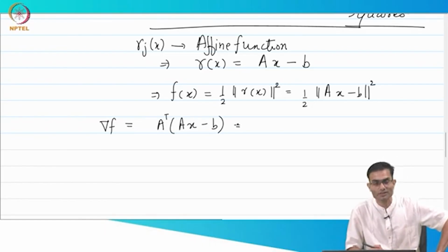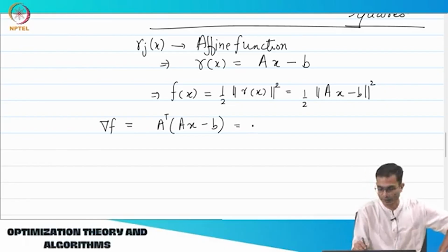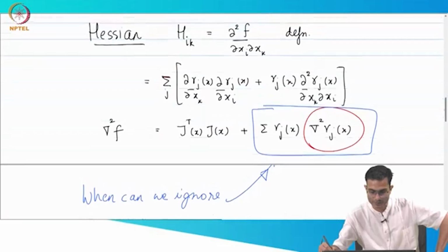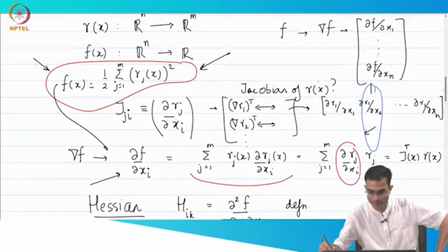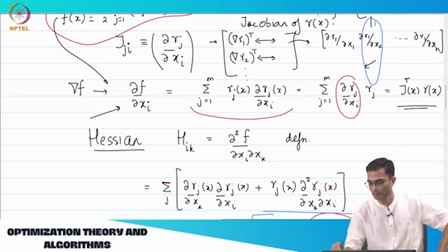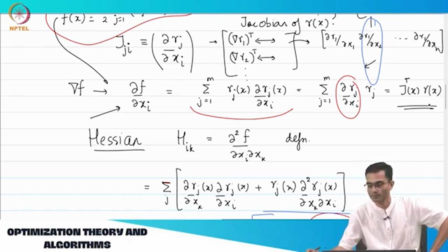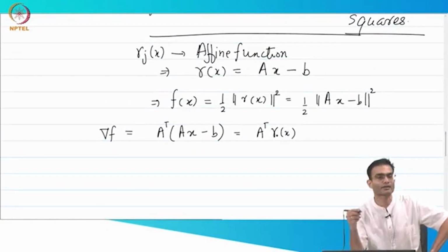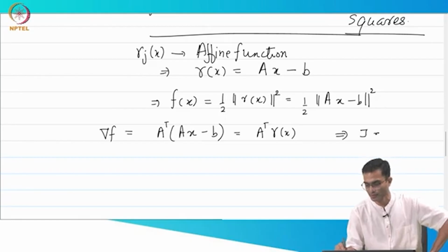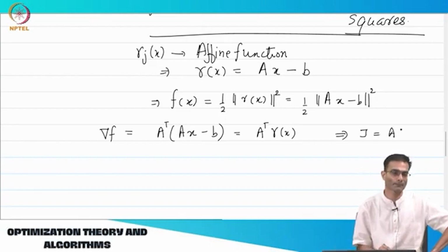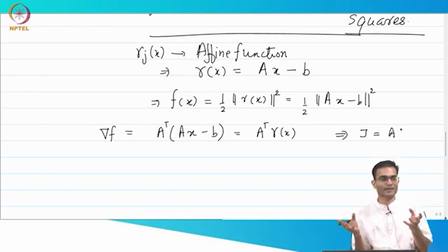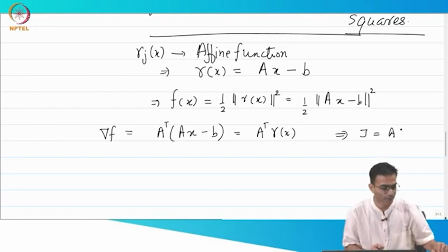Now Ax minus b is also my residual. So I can write this as A transpose r of x. And if I look at the language of least squares over here, in a linear least squares problem, this was J transpose r. Not surprisingly, here I have A transpose r. So it implies simply that the Jacobian is the same as A. I'm trying to take my well-known linear Ax minus b problem and fit it into the least squares language.